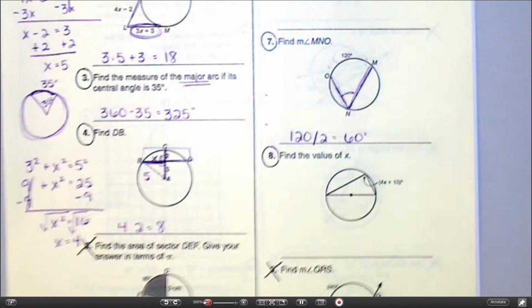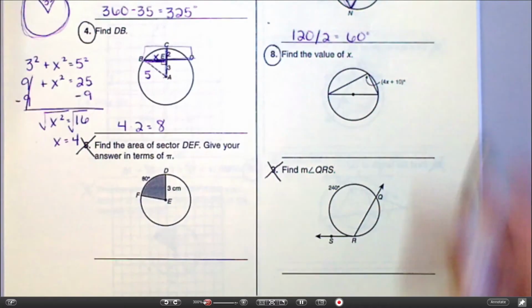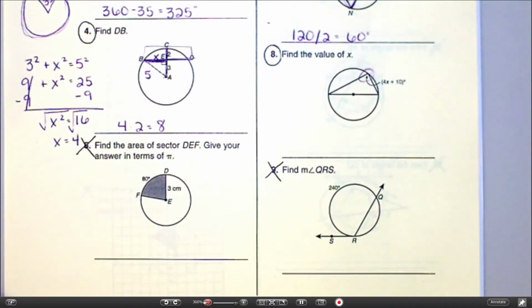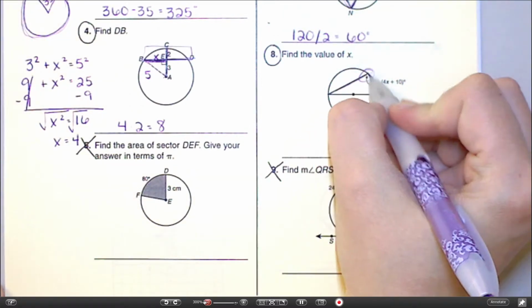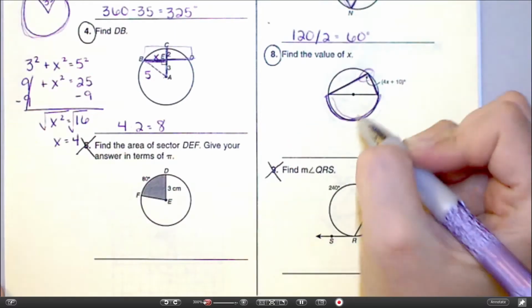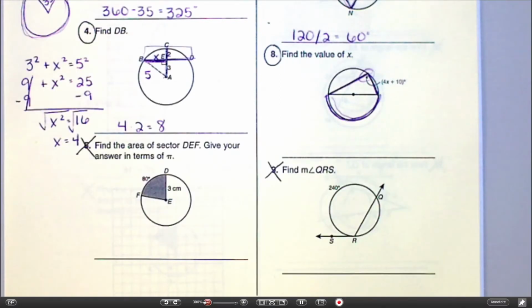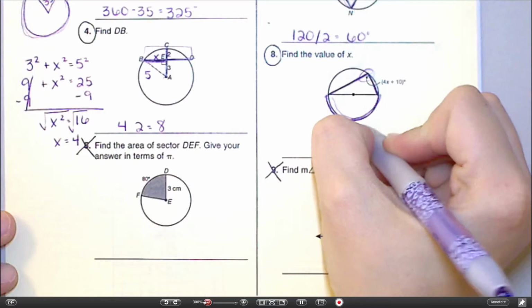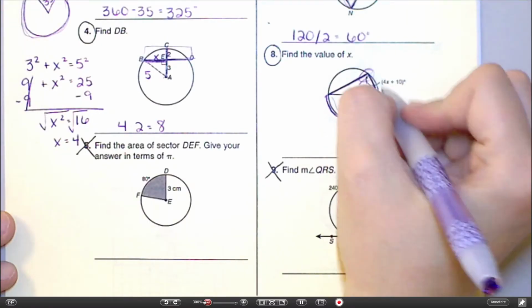Okay, number 8, find the value of x. Somebody tell me something you know about that angle. Has to be 90. Do you know why it has to be 90? Okay, this angle is inscribed in this arc. How big is this arc right here? 180, because it's half the circle, right? And when you do an inscribed angle, what do you do to the arc? Divide by 2, right? So if this is 180, when I divide by 2 to get the angle, that would come out to be 90.